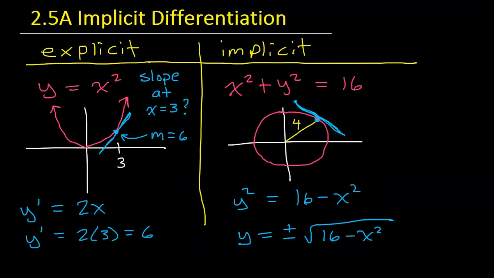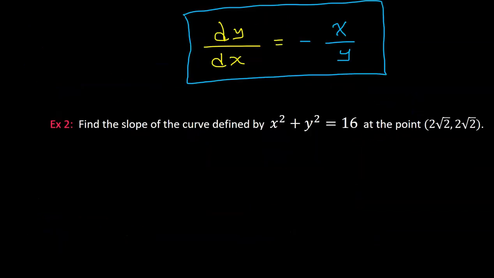Remember at the beginning when we were wondering how to find the slope of the curve at this point? Well, this point is the point 2 radical 2 comma 2 radical 2. So we'll call this a quick example 2. Find the slope of the curve defined by x squared plus y squared equals 16 at the point 2 radical 2 comma 2 radical 2.